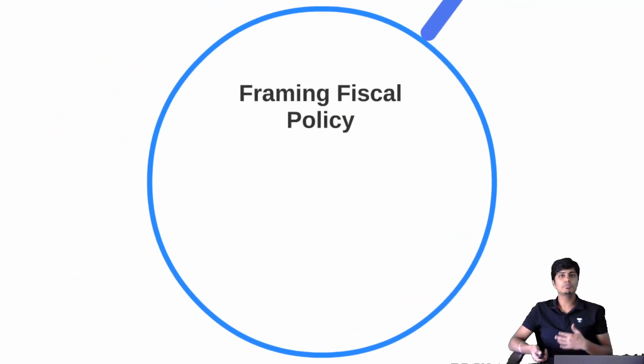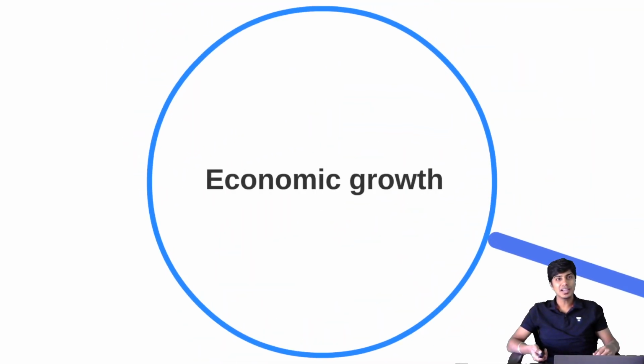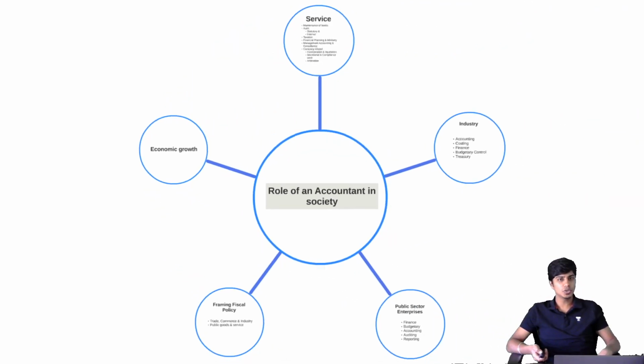Or he can choose to be part of the financial fiscal policy framing department, which will definitely help in the promotion of trade, commerce, industry, and public goods and services. Or finally, he can play a very important part in the economic growth of the nation. So this is the role of an accountant in the society.